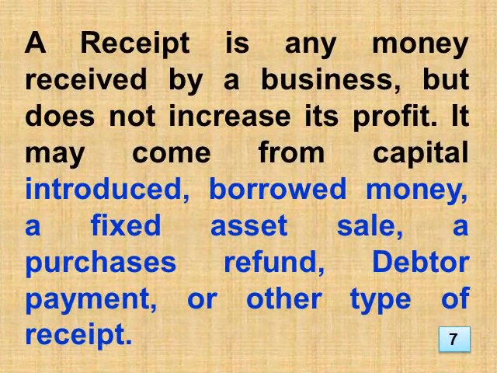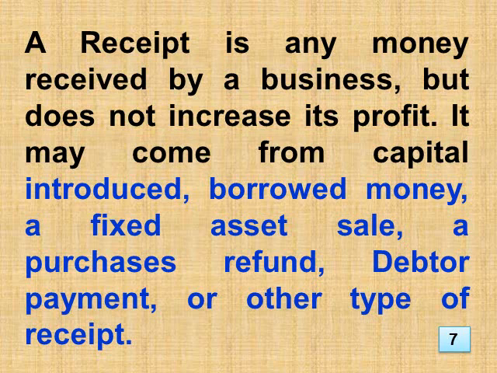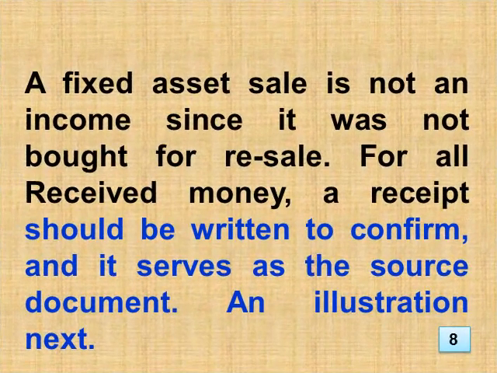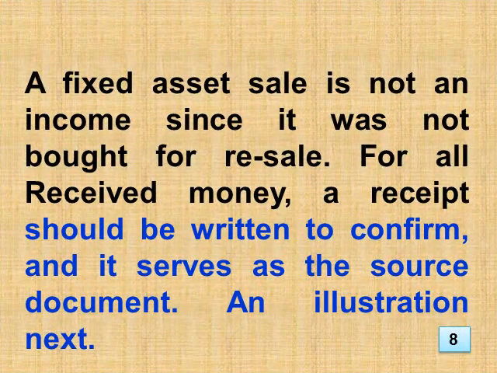A receipt is any money received by a business, but does not increase its profit. It may come from capital introduced, borrowed money, a fixed asset sale, a purchases refund, debtor payment, or other type of receipt. A fixed asset sale is not an income, since it was not bought for resale. For all received money, a receipt should be written to confirm, and it serves as the source document. An illustration next.